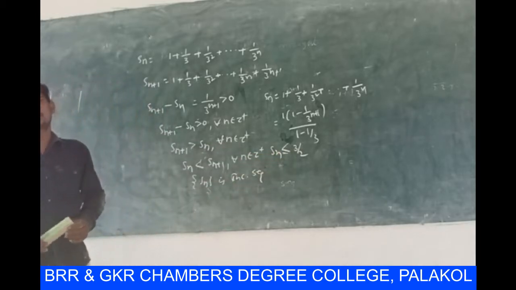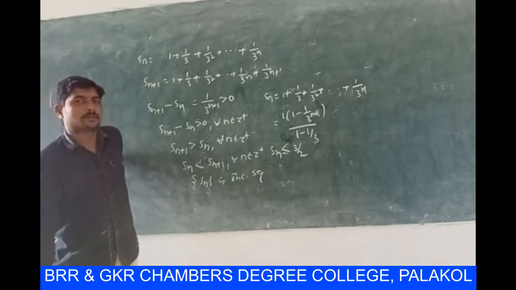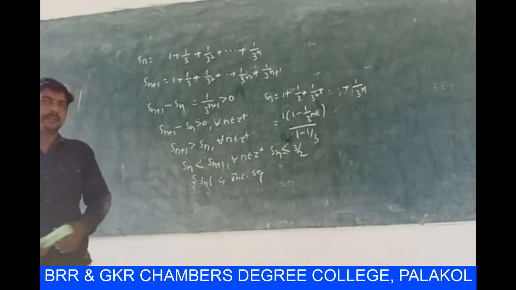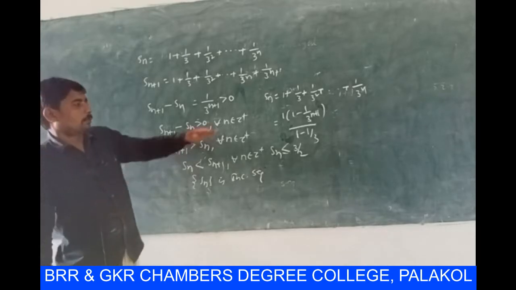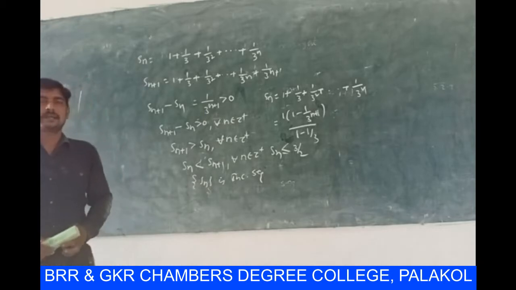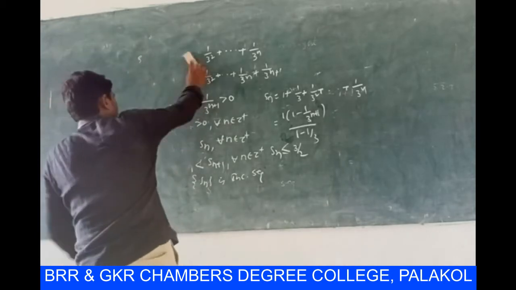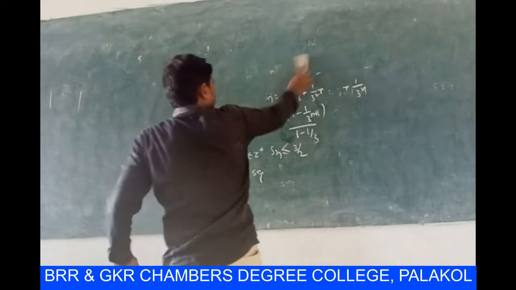So from these two examples, we tested whether the sequence is convergent or not. For that, first we verified the sequence is increasing and bounded above. If any sequence is increasing and bounded above, the sequence is convergent. So now let us go to another topic, that is limit point of a sequence.